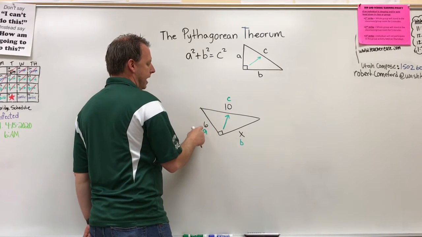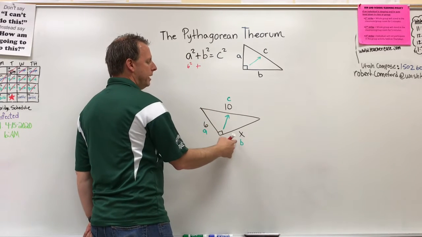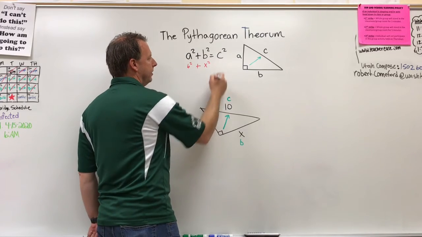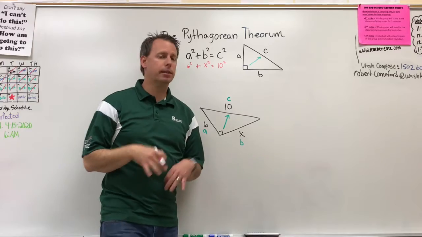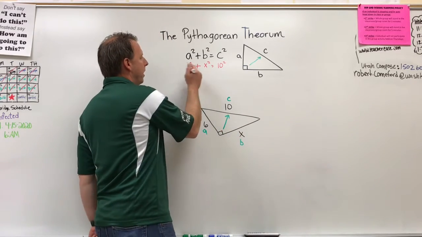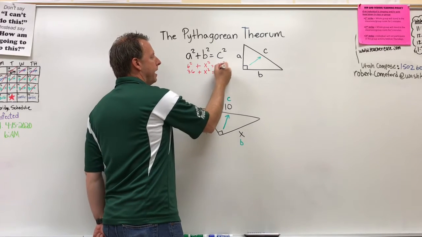So here we go. A, it looks like in this case, is going to be 6. So I've got 6 squared plus B is X. Now I'm looking for this guy today. And C, 10 squared, right? So I'm solving for X. I'm going to do all the things I can do, and then really I'm trying to get X by itself. So 6 squared is 36, plus I can't do anything with the X squared yet, and 10 squared is 100.